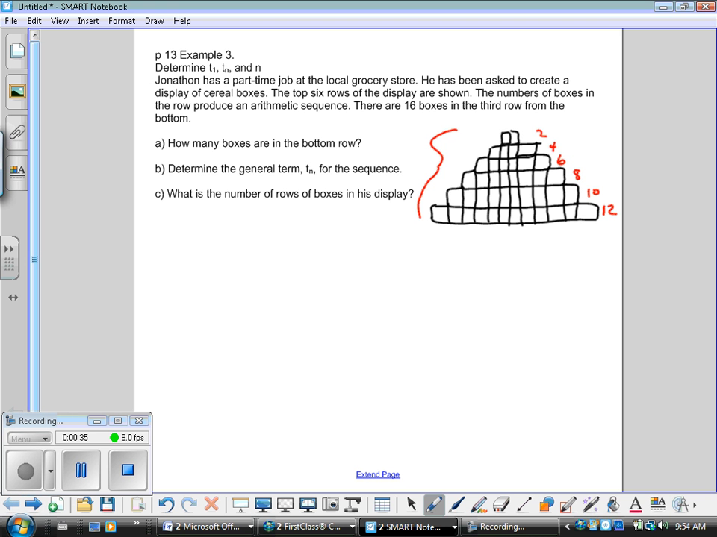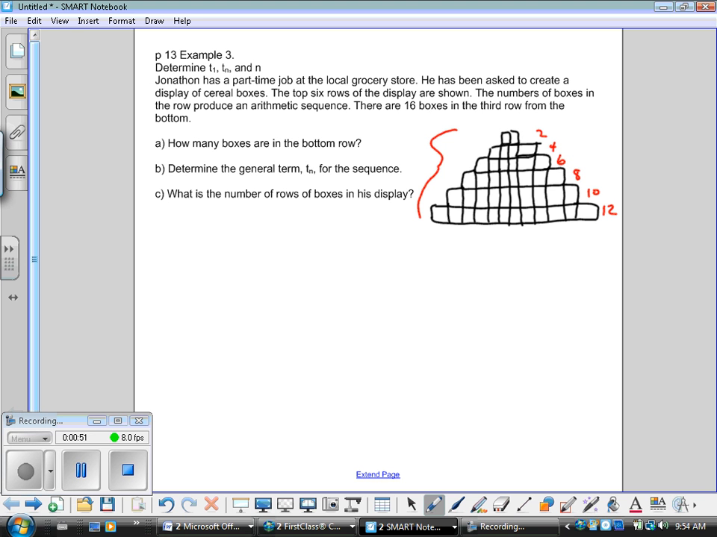Jonathan has a part-time job at a local grocery store. He's been asked to create a display of cereal boxes. The top 6 rows of the display are shown. The numbers of boxes in the row produce an arithmetic sequence, and there are 16 boxes in the third row from the bottom. Okay, so we have some information there.